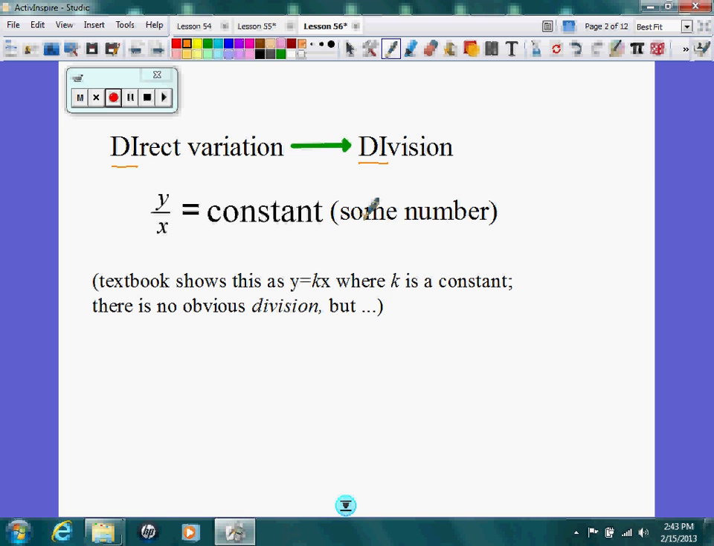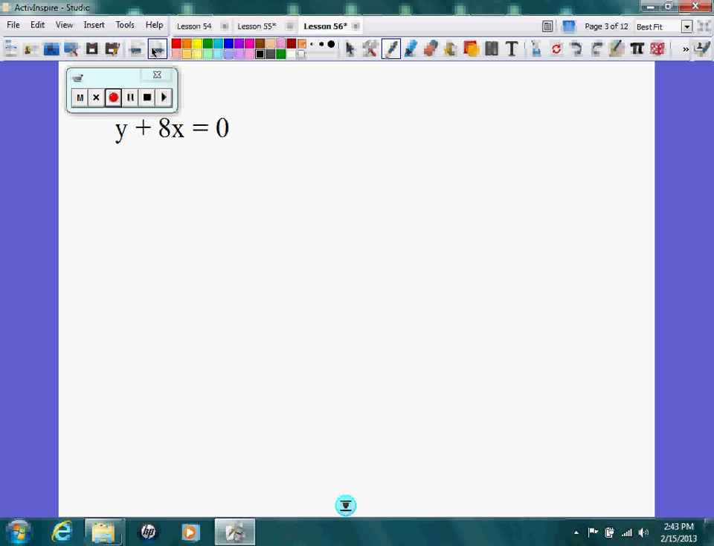Our textbook shows this as y equals k times x, where k is a constant. There's no obvious division here, but if we were to solve this equation for k, then k would be equal to y over x. So direct variation implies division. So if direct variation implies division, what would inverse variation imply? We'll cover that in a future lesson.